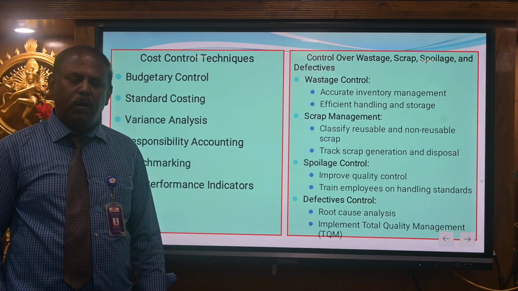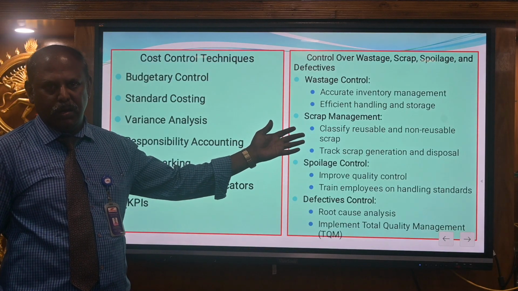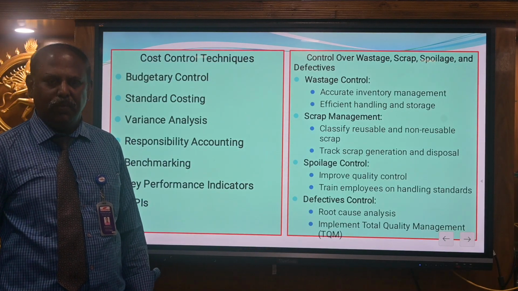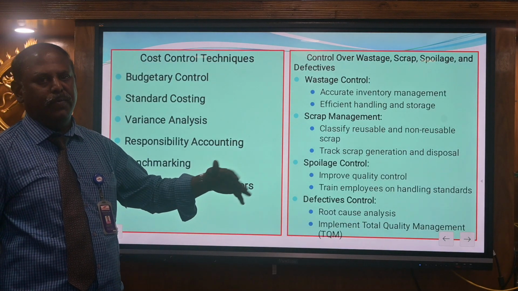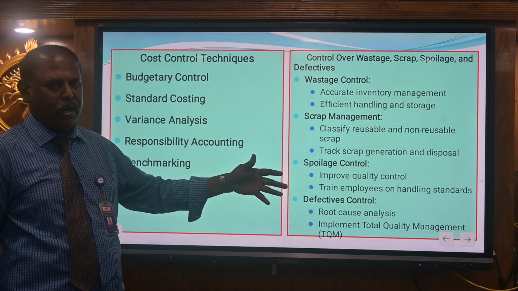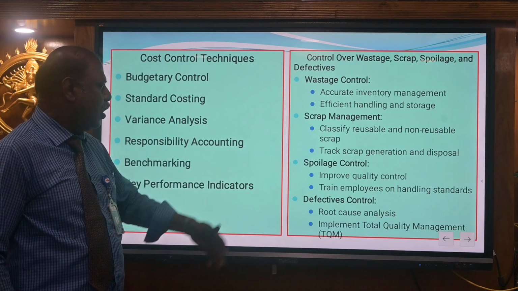So when you manufacture some product, we have some unused materials. That means we can sell it for scrap and we can realize some amount. Then we can deduct it from the costing records. So we can reduce the selling price. After that, one is spoiling control.